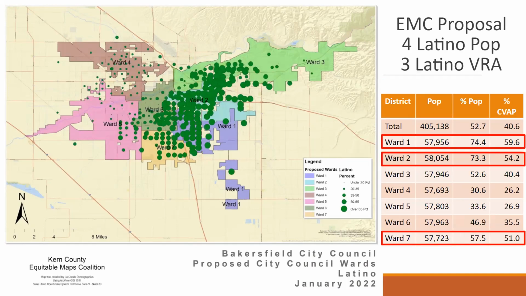This is the Equitable Map Coalition proposal, and I want to note that in particular, what you're seeing here is our Latino populations. You can see where they tend to be concentrated in the city, such that the Voting Rights Act obligations become pretty clear. And we have drawn Voting Rights Act districts where you see the red outline.